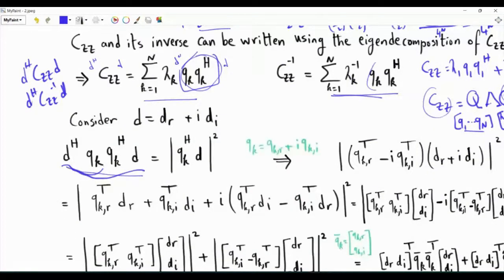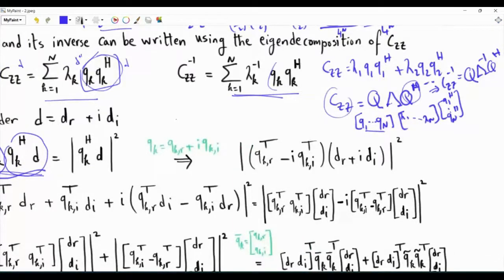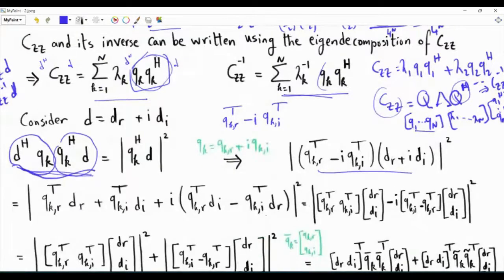This quadratic form is an inner product times its complex conjugate, so we can write this as the magnitude squared of QK Hermitian D. Now each eigenvector, let's write it as a real part plus i times an imaginary part. So QK Hermitian will be QKR transpose and then QKI transpose, and because we have Hermitian, this plus i becomes minus i. Then we multiply by D. Let's assume that D has a real part dr and imaginary part di. We have this product here, multiply, so we get 4 terms, and then we can collect the terms.